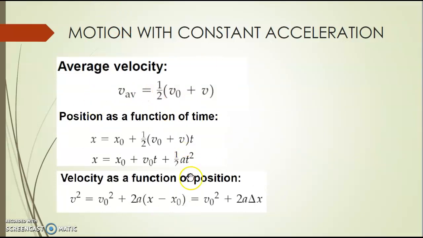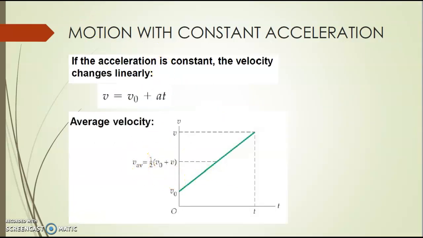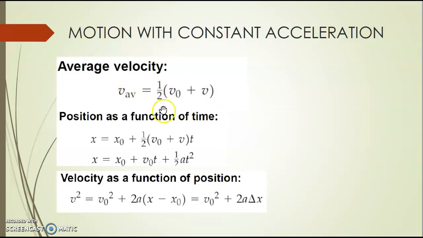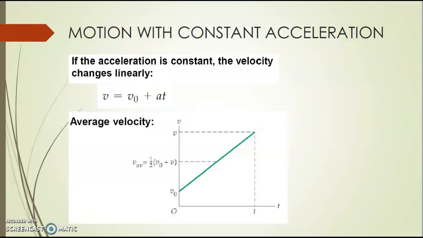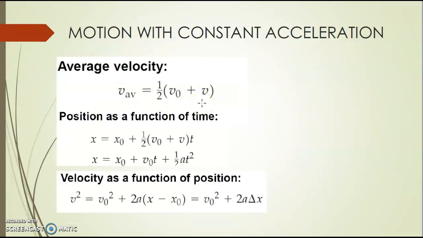Okay, so here are other formulas incorporated with the motion with constant acceleration. So we already have discussed this one. Sorry, that was taken from this one. So this came from this formula. Okay, to get the average velocity, just simply get the average of the final plus initial.